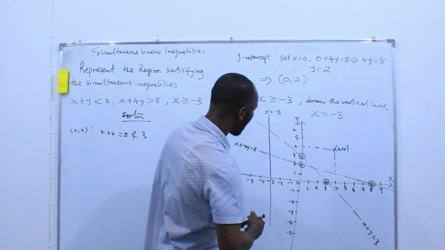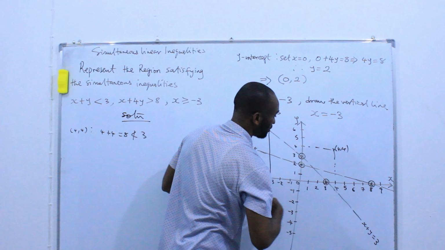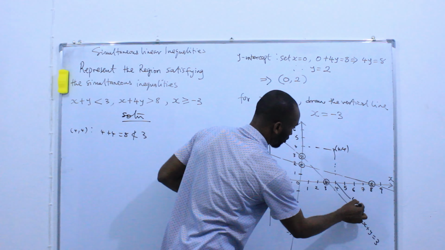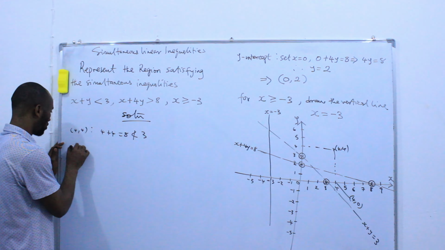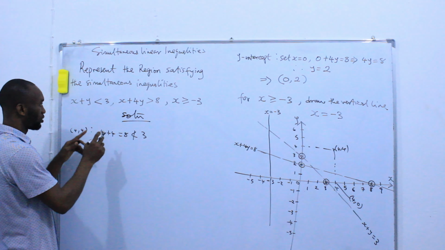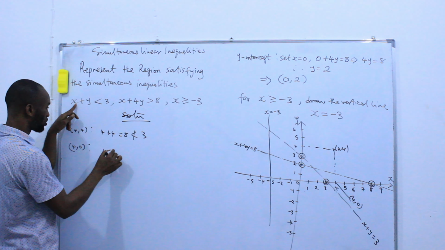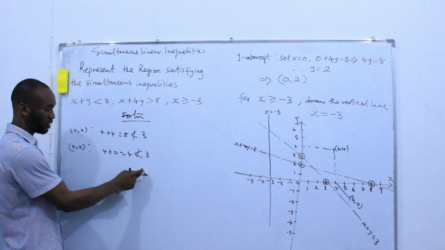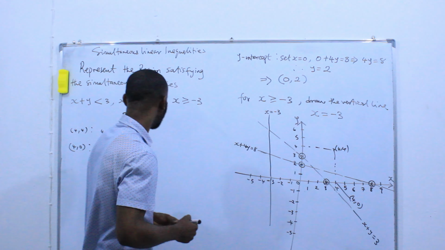Now let's take a point inside this region. Let's take this point here, 4, 0. Using this point, we have 4 plus 0, which equals 4. It's not less than 3. Okay, 4 is not less than 3. So that region is also disqualified.